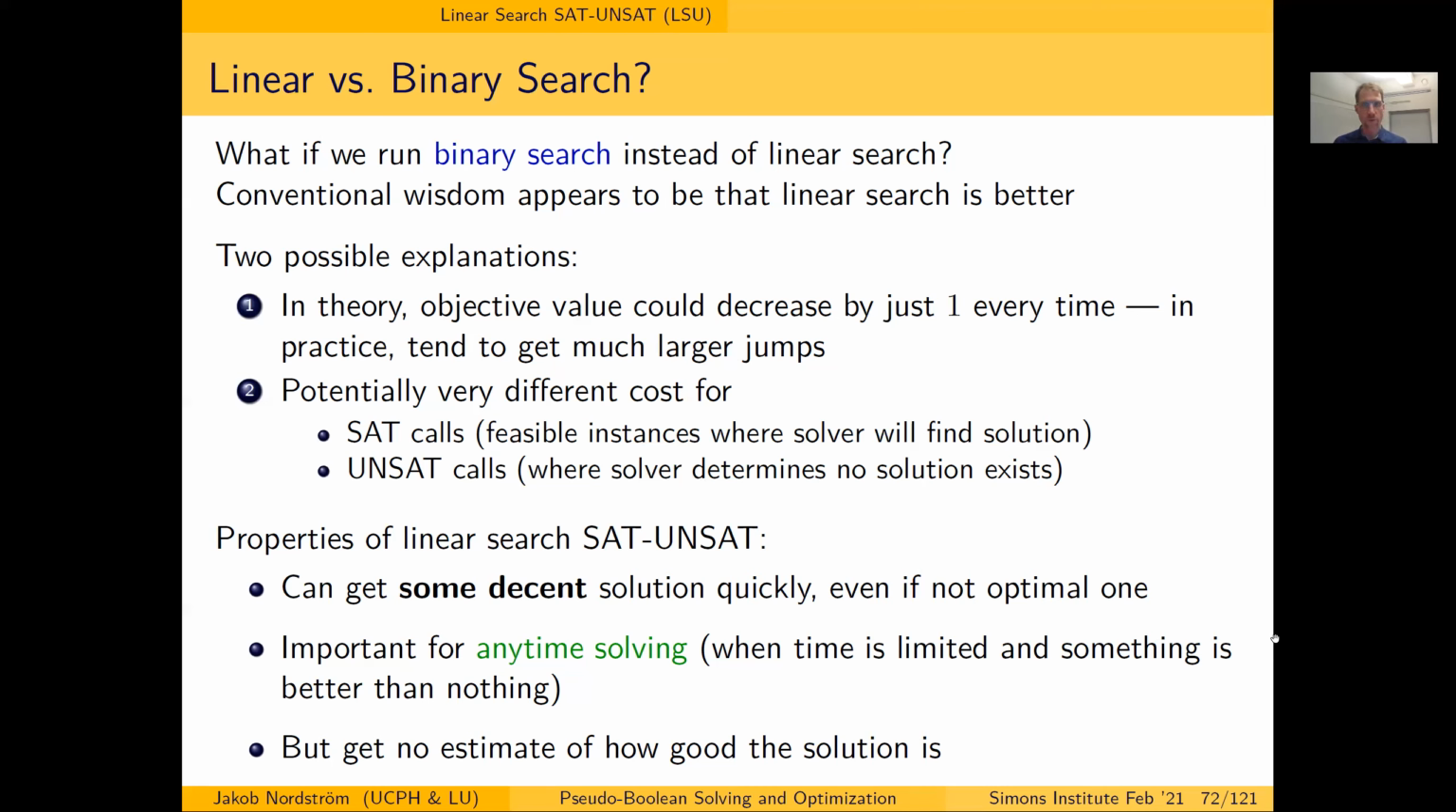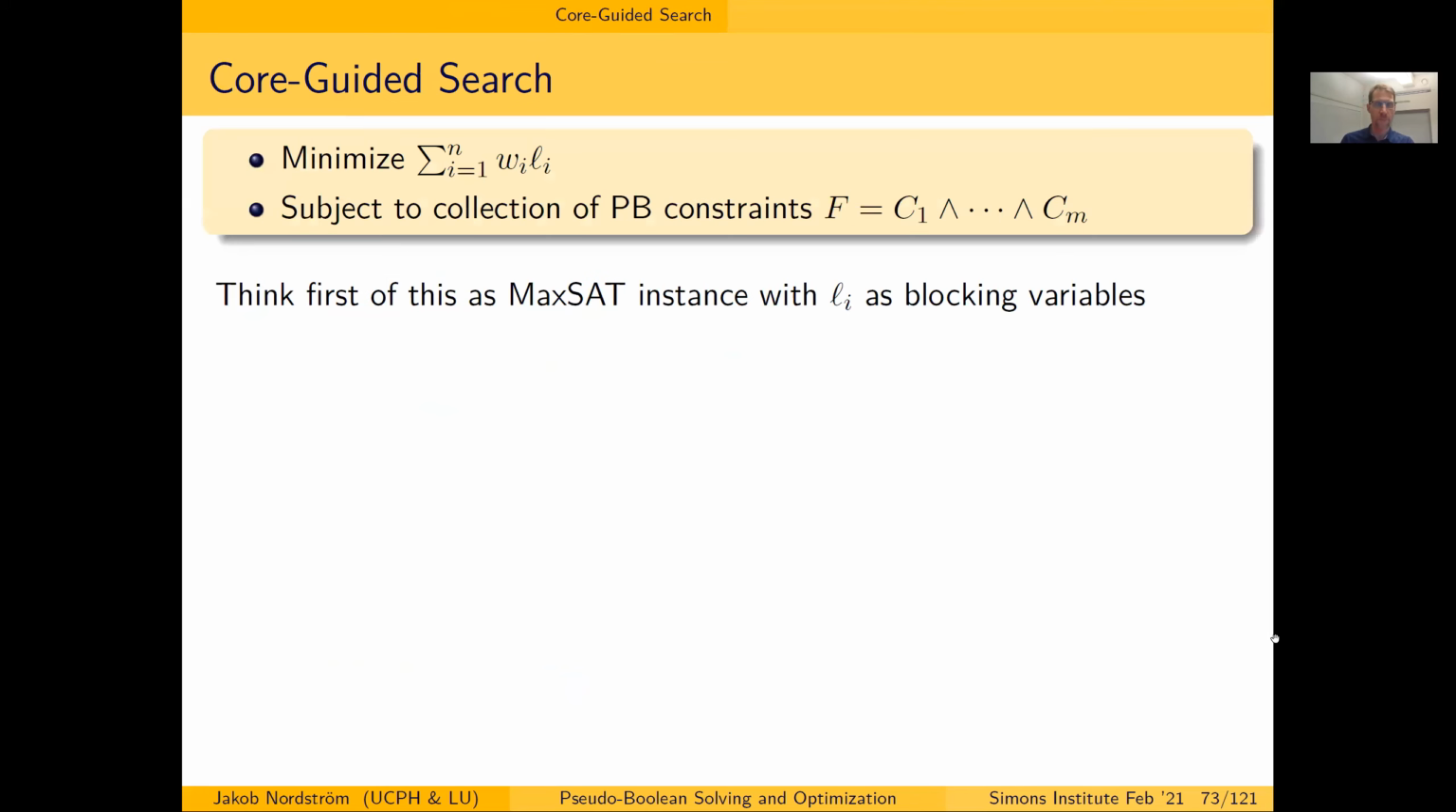But the problem, of course, with linear search is you don't know how good your solution is because you have no handle on what the lower bound might be. So that's what I wanted to say about linear search SAT-unsat, or the LSU algorithm. Now we switch gears and talk about so-called core-guided search. We still want to minimize the sum of w_i x_i, where i goes from 1 to n, subject to some collection of pseudo-Boolean constraints.